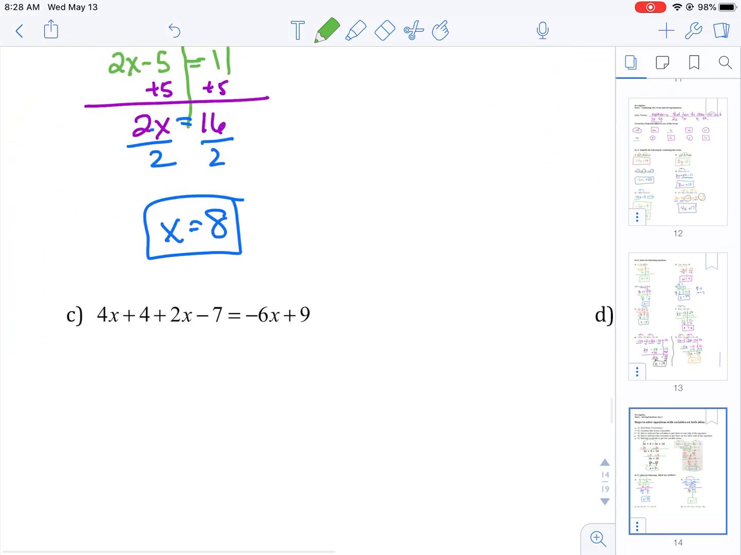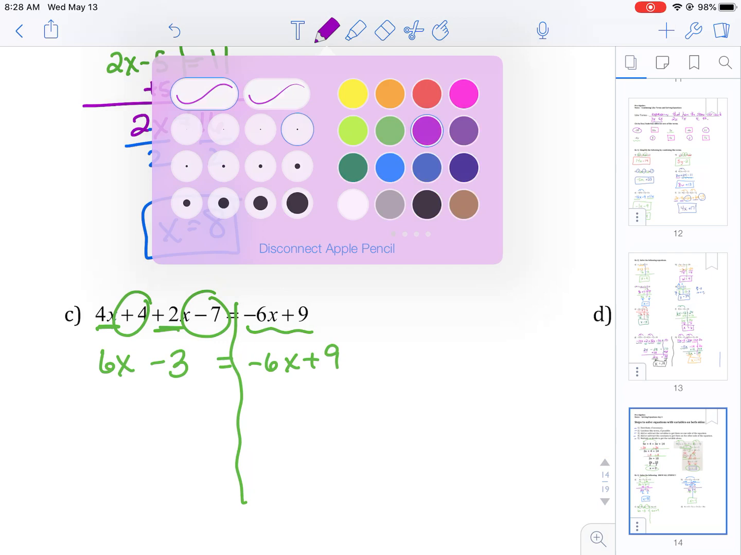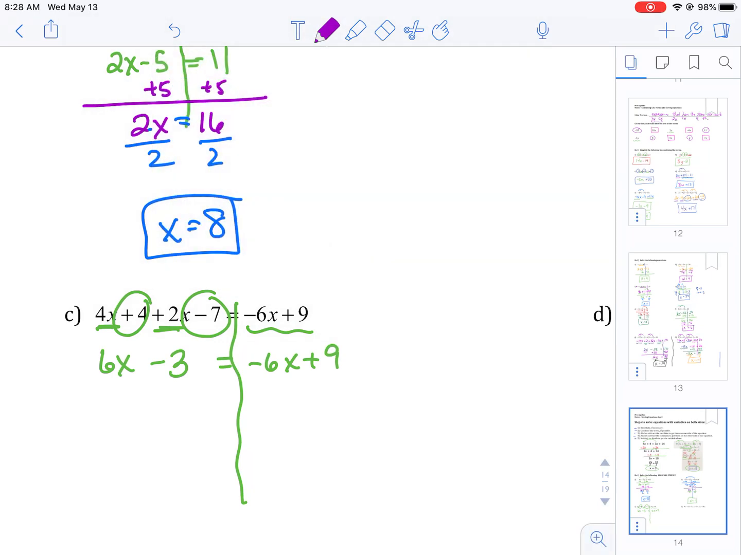All right, so now they're going to get a little bit more tricky here. Again, we can't cross the equal sign. So we've got no parentheses, so we don't have to distribute, but we do have some like terms. So on the left side, I've got a 4x and a 2x, which gives me 6x. I also have a positive 4 and a negative 7. That gives me minus 3. But if you look at the right side, we don't have any like terms, so that's just going to stay negative 6x plus 9.